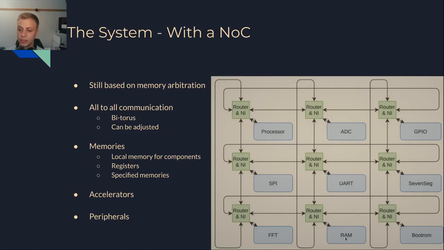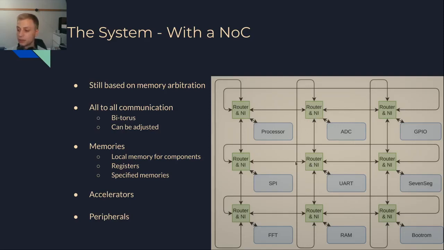The memories here are also stored as a component itself, but they could also have had local memories for the components, such that the ADC might have a small amount of RAM allocated to it on its side, which could then also be accessed using these routers and the network interfaces. And this works for both the accelerators and peripherals.